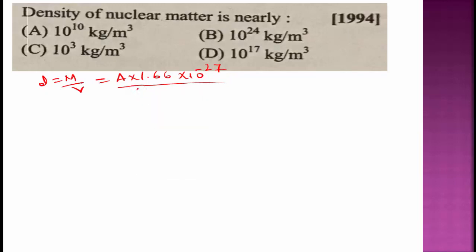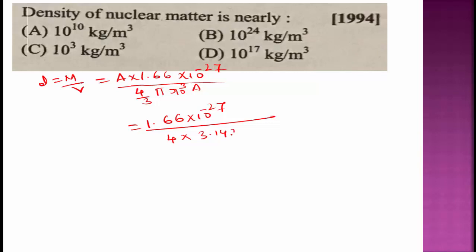The volume of a sphere is 4/3 πr³, so the nuclear volume is 4/3 π r₀³ A. Substituting the values, 1.66 × 10⁻²⁷ divided by 4 × 3.142 × (1.4 × 10⁻¹⁵)³, and calculating this value, we get the density.